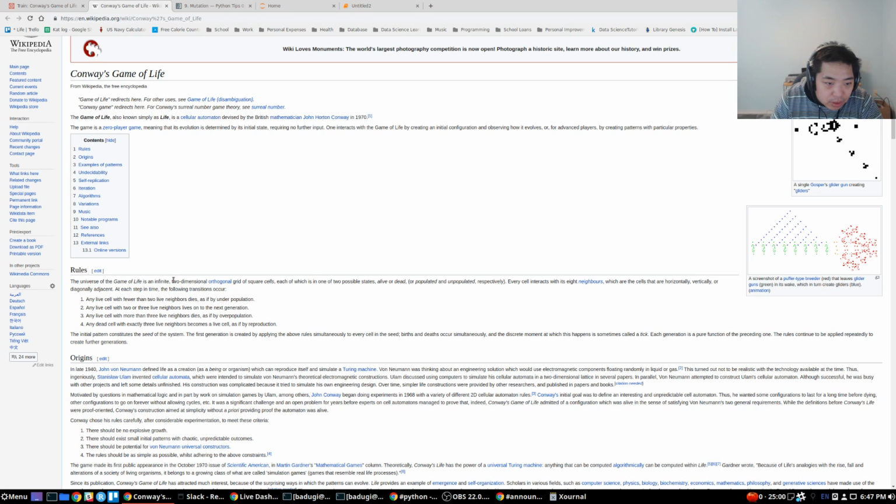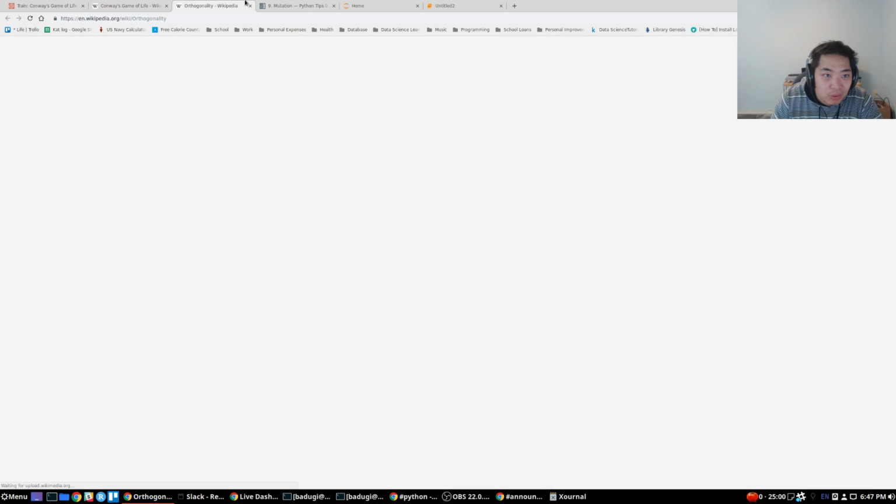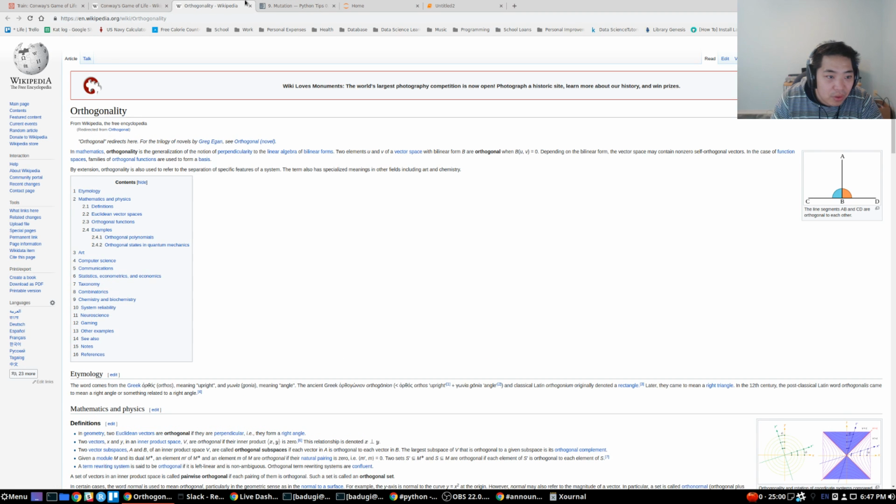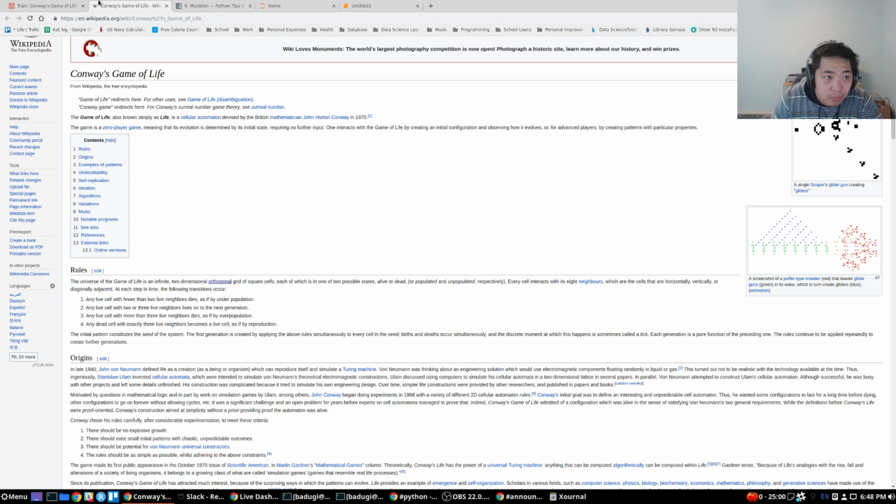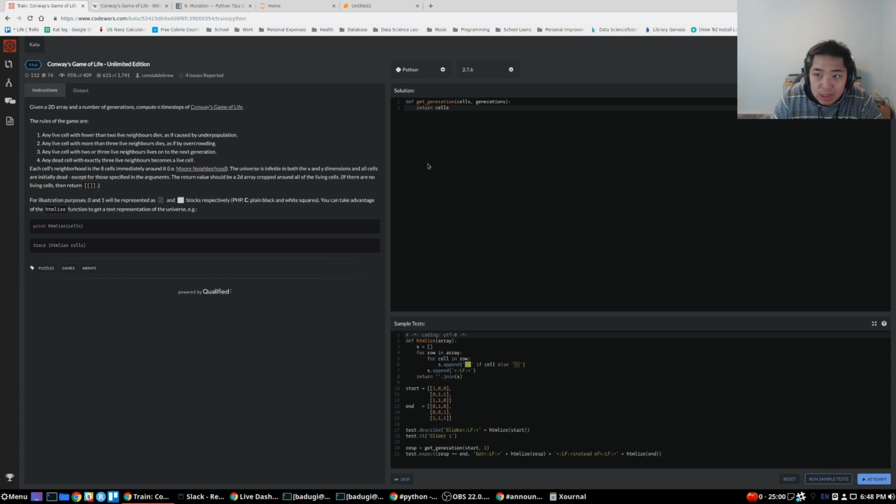2-dimensional orthogonal grid of square cells. I'm so stupid. I don't even know what that means. Orthogonal. In math, orthogonality is a notion of perpendicular. Okay, so it's perpendicular. This is some bullshit. You know what? I'm so pissed off. I'm just gonna move on. This is so stupid. I don't get it.